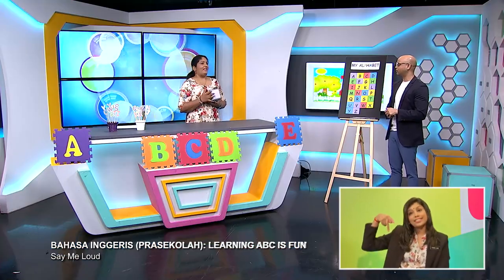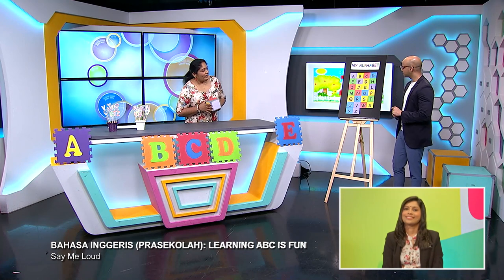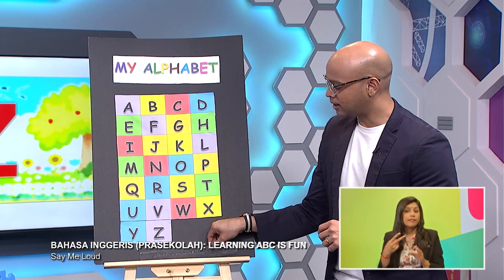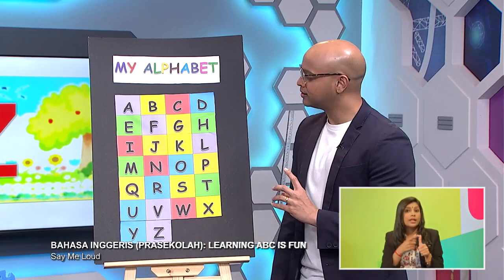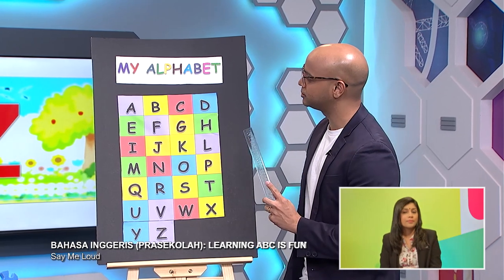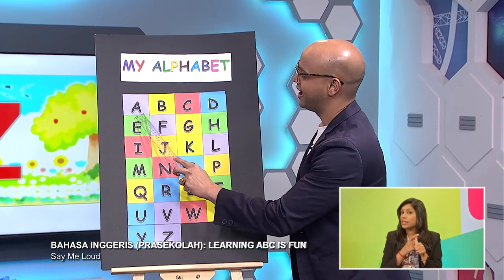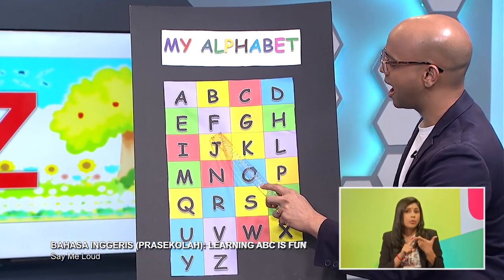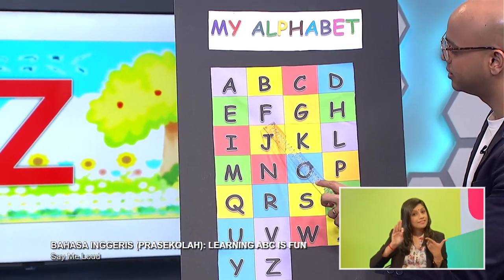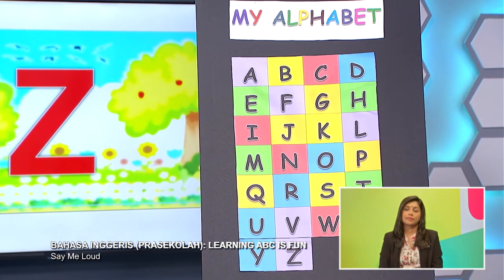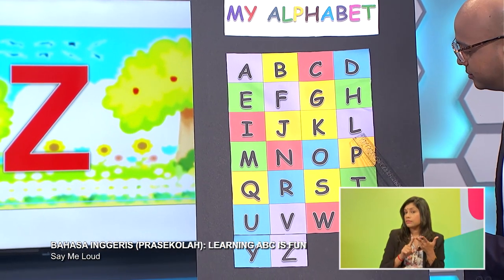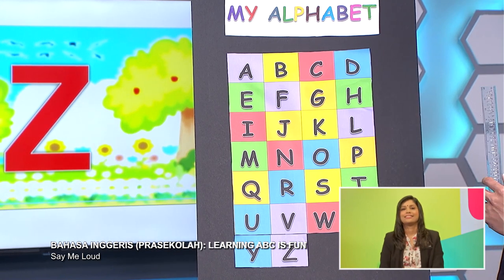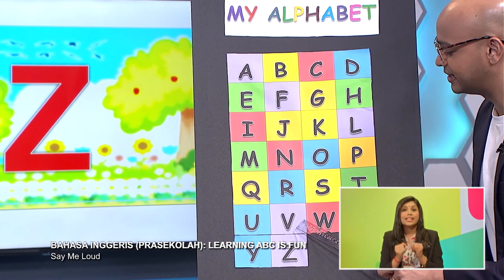Okay, it's purple. Yes, okay. Sean, let's see. Can you name here all the letters in purple? In purple. Yes. So here we got A. Very good. F. Very good. Next is L. Yes. And then V. Yes.